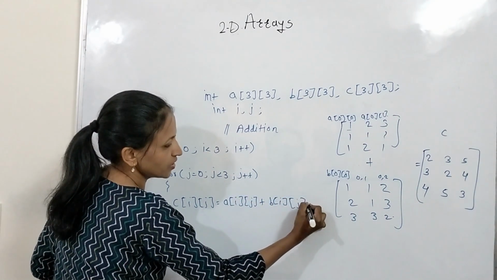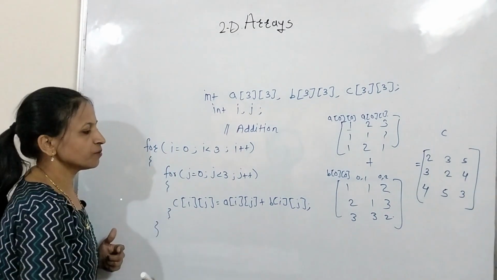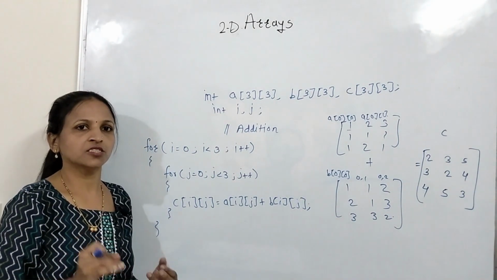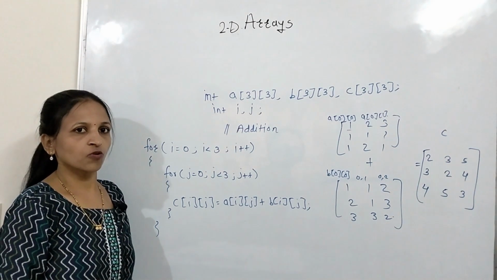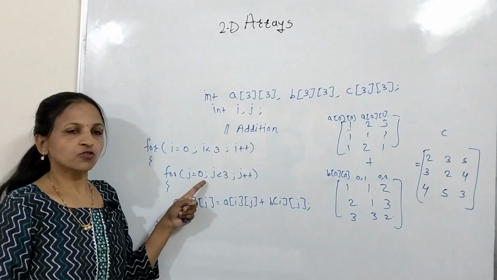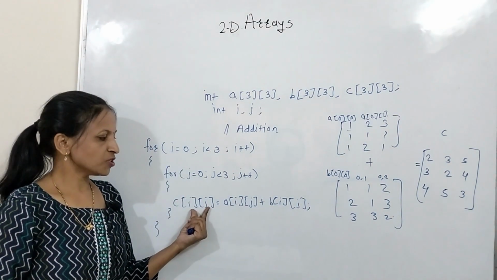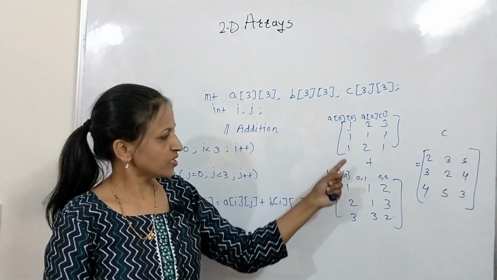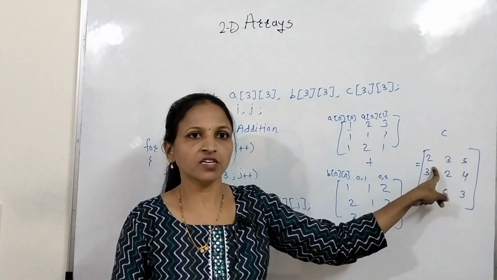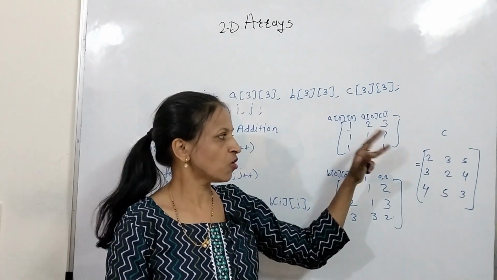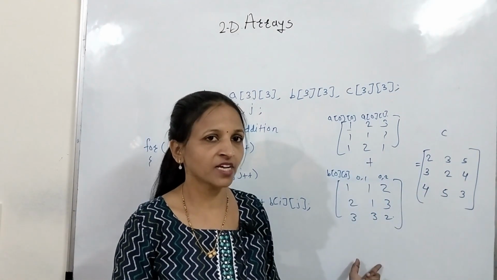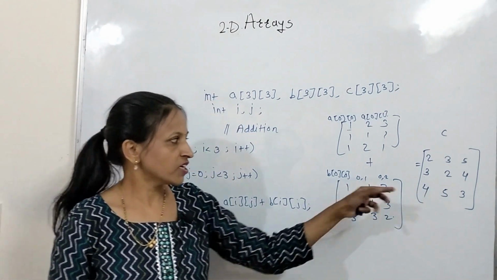Corresponding elements we have to add, and this is nothing but the logic to add two matrices. This is just a logic, very easy. Okay, here the first value of i is 0, j is 0, at that time C of 0 0 equals A of 0 0 plus B of 0 0, and that will get stored inside C of 0 0. In the same way all the corresponding elements will get added and stored inside this C.